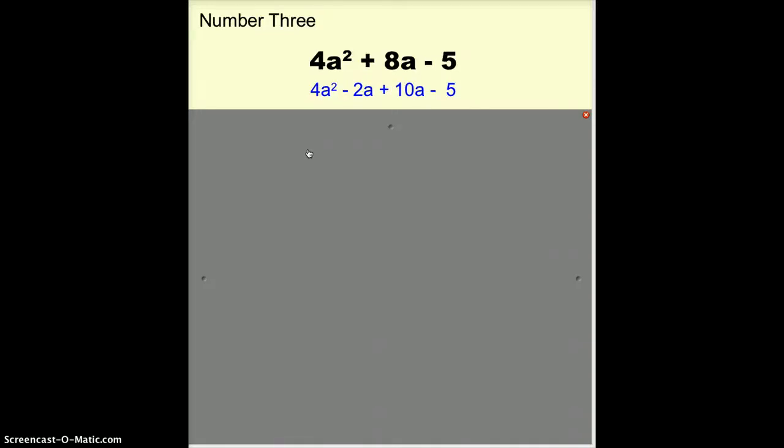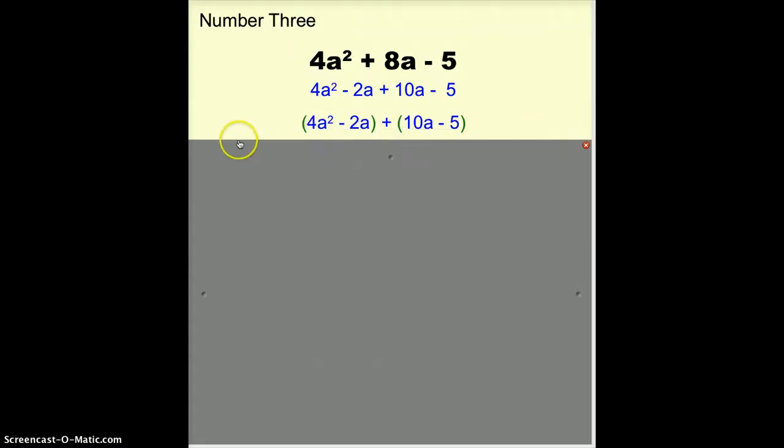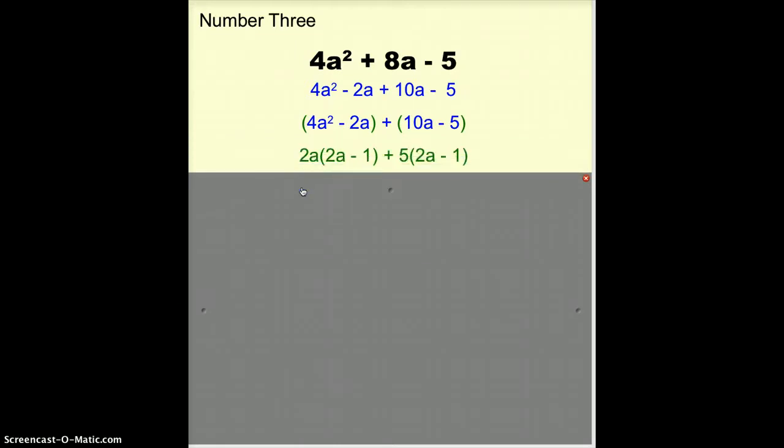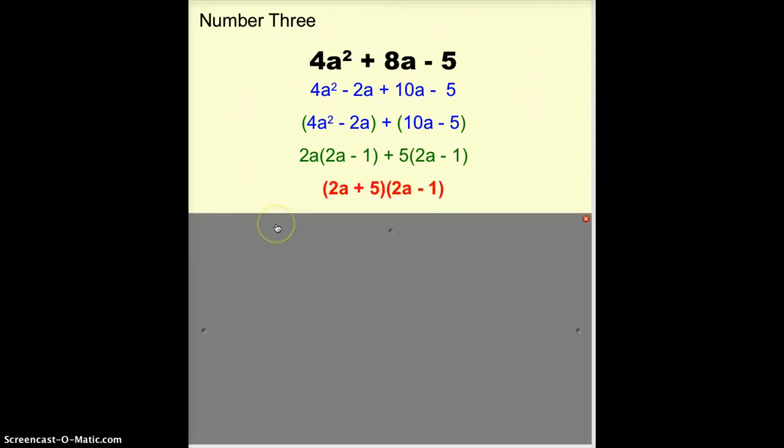A helpful hint is to put the negative factor first so that you can have an addition problem connecting. Now you can use your grouping symbols. Factor out 2a from the first set and 5 from the second. Final answer, 2a plus 5 times 2a minus 1.